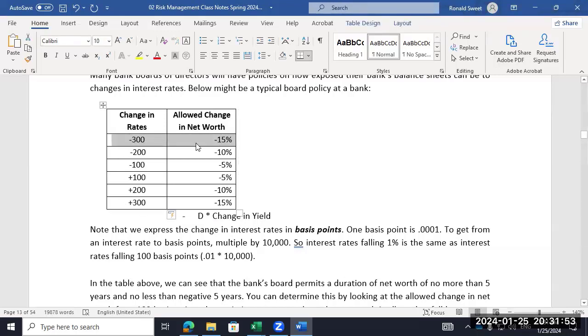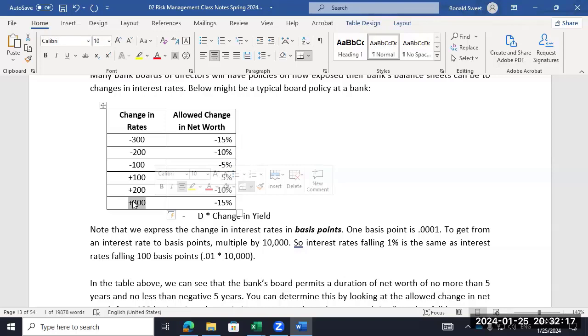The longest your duration can be is 5 years, because if your duration were 6 years, you have minus 6 times 0.03. That's minus 18%. You'd be violating. 6 years would be too long. 4 years would work, right? Minus 4 times 0.03 would be minus 12. You can lose 15, so you'd be okay.